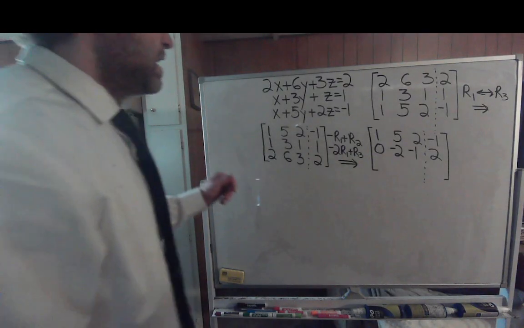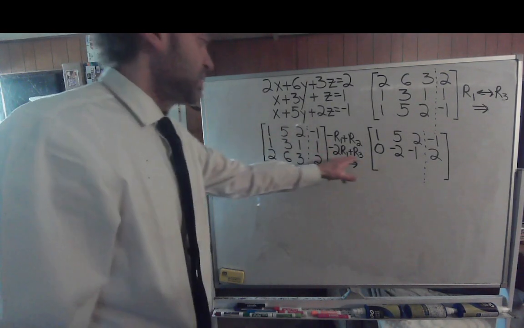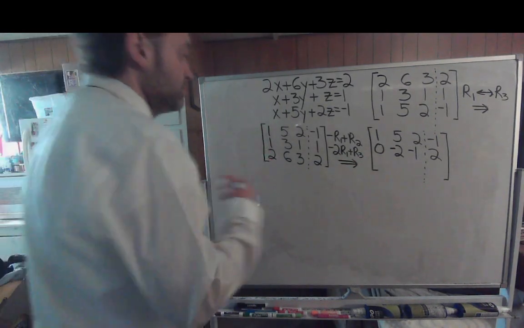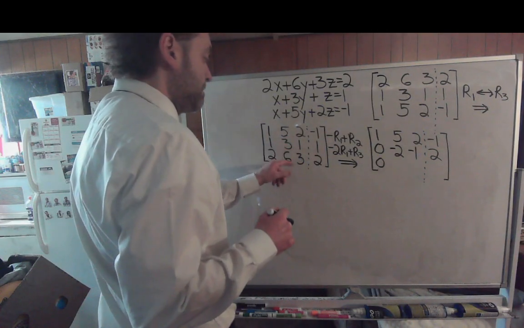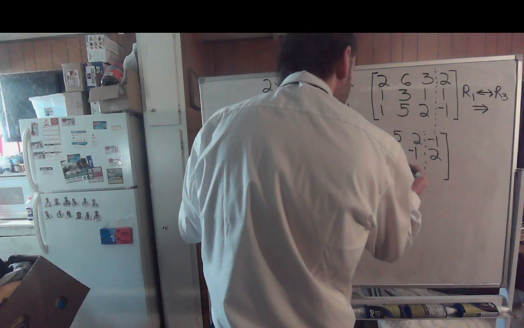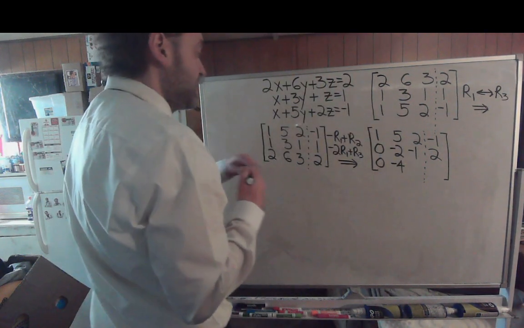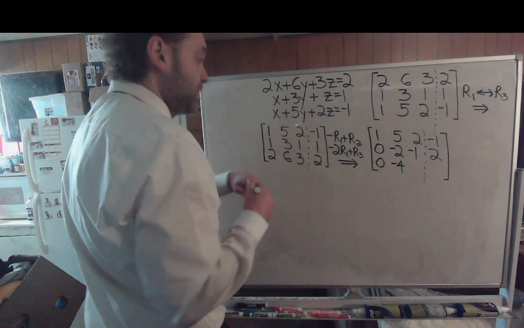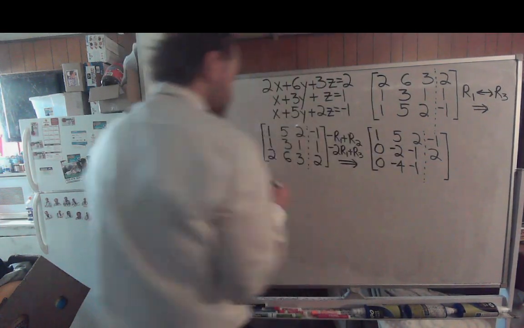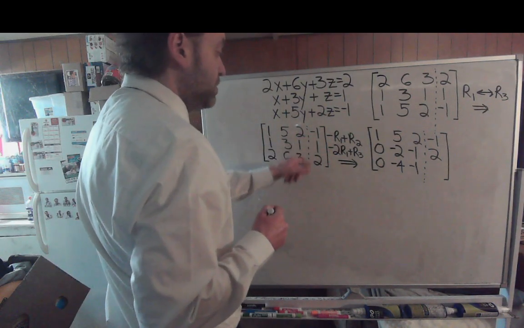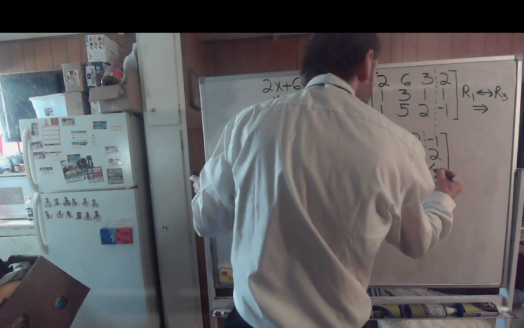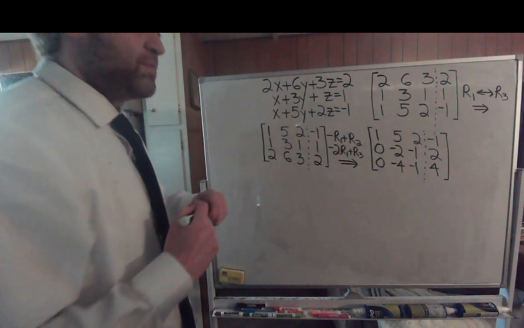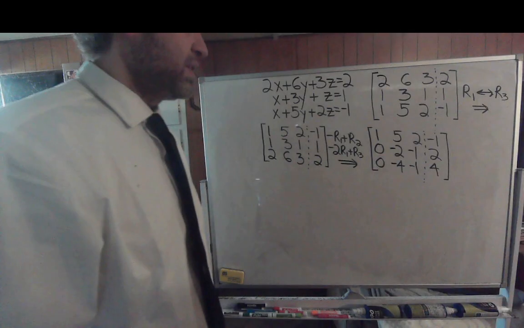Alright, now take -2 times row 1 plus row 3. So -2 plus 2 turns into 0. Alright, -2 times 5 is -10, plus 6 is -4. -2 times 2 is -4, plus 3 is -1. Alright, -2 times -1 is +2, plus 2 is 4. So far we've started to accomplish our goals a little bit.